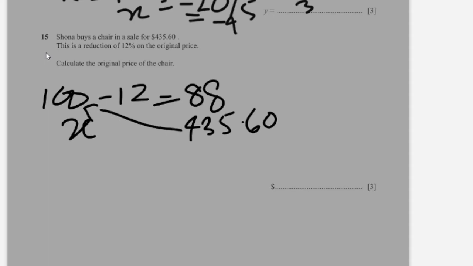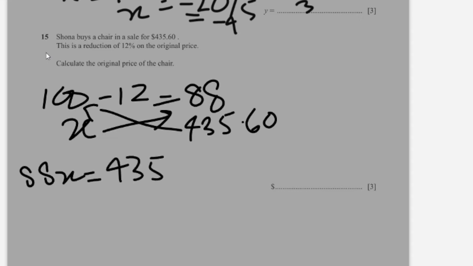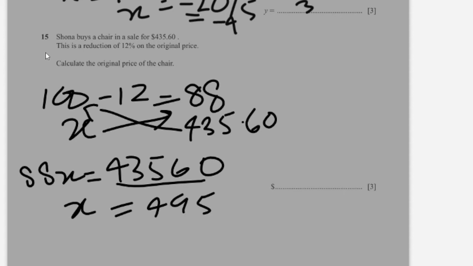And we need to calculate the previous value which had no reduction whatsoever. So I'm going to be cross multiplying this. So 88x is equal to 435.60, and since we multiplied, this becomes 43,560, and then we divide this value with 88, which becomes 495, and this is the earlier value.